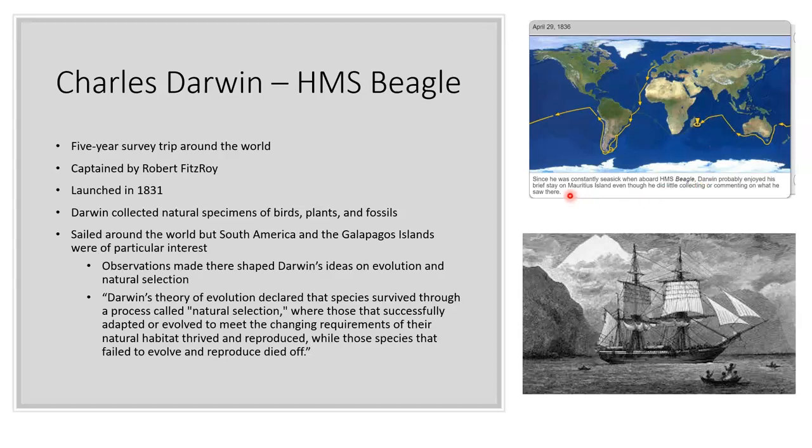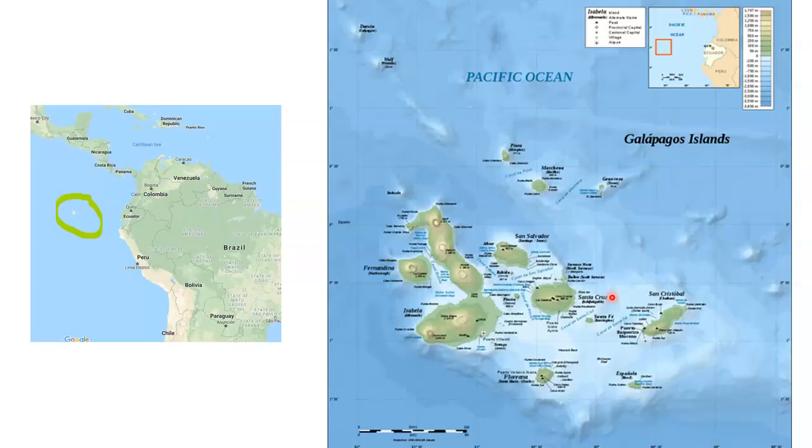I always find this interesting. Since he was constantly seasick aboard the HMS Beagle, Darwin probably enjoyed his brief stay on Mauritius, I think I said that right, island, even though he did little collecting or commenting on what he saw there. So yeah, he sailed around the world, but he was seasick the whole time, which must have been awful.